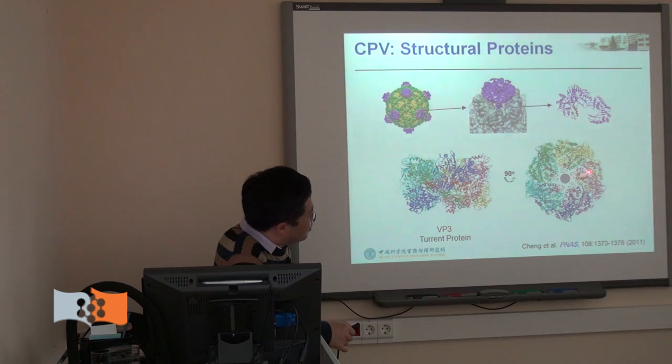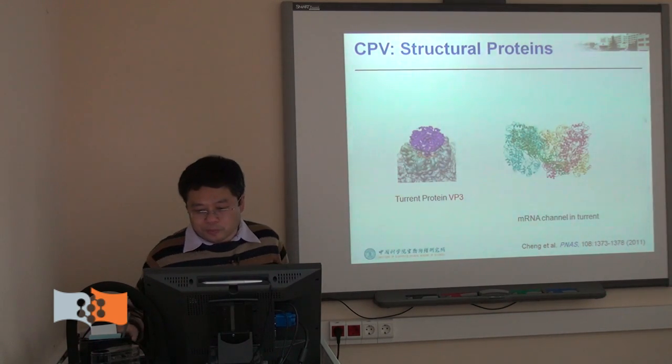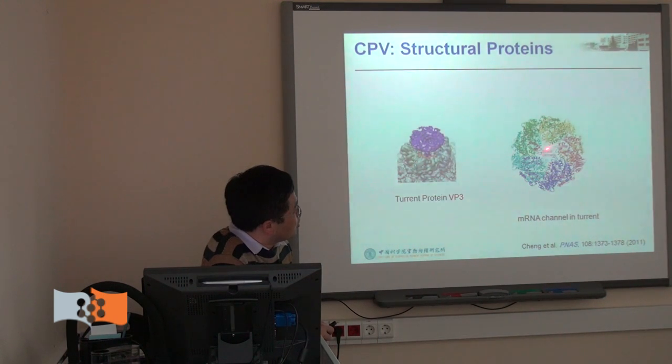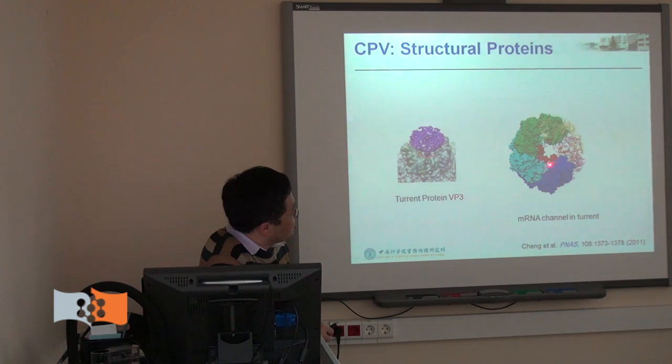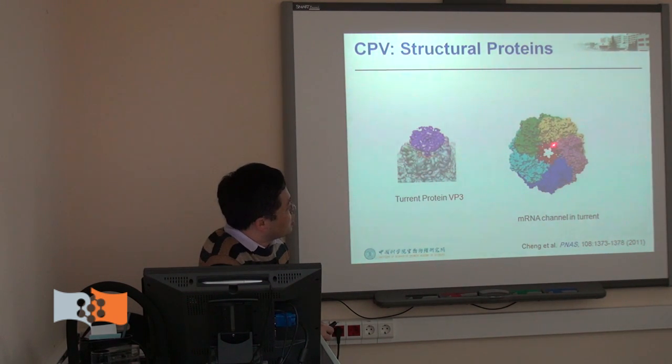So what we really found that is interesting, if you can see this movie, is that instead of the center channel, there are several smaller channels here. If you focus on this one, there is a channel, and another channel. There are 5 channels surrounding this center area. So we think these channels are really the channels for this RNA.